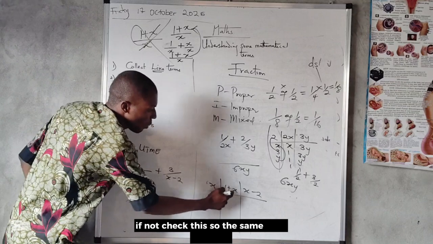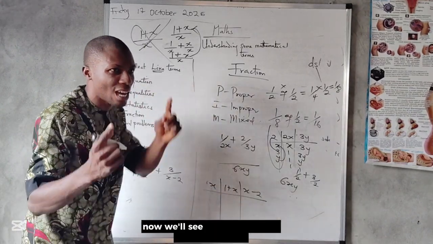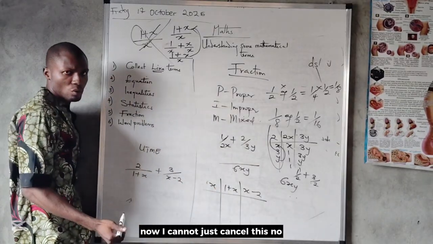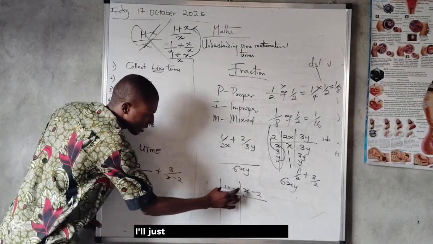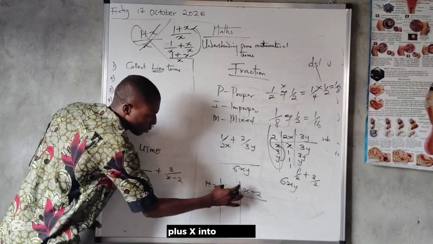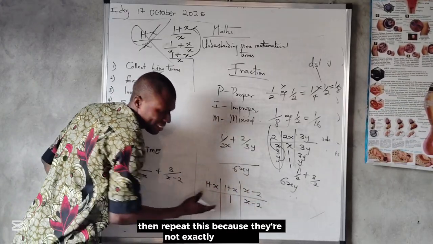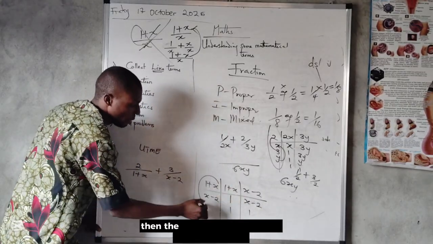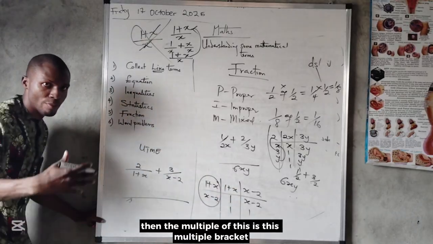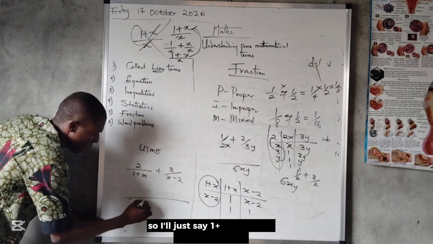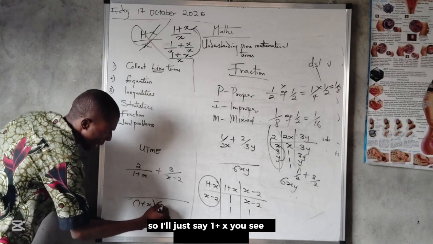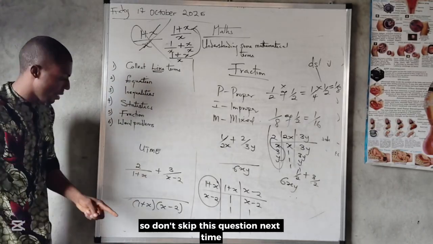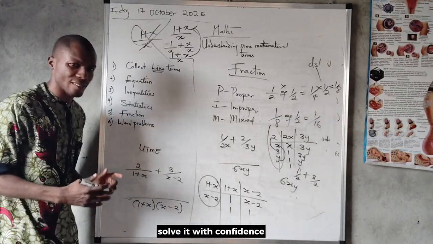If it's division, of course, check this. The same way with this. So if the times and divide, they are used interchangeably, right? Now, I cannot just cancel this. No. I'll just carry the whole of this. 1 plus x into this 1. Then repeat this because they are not exactly the same. Bring this, x minus 2, 1, 1, right? Then the multiple of this is this. Multiple bracket. So I'll just say 1 plus x, you see, x minus 2. This is the LCM of this. So don't skip this question next time. Anytime they give you something like this, solve it with confidence.